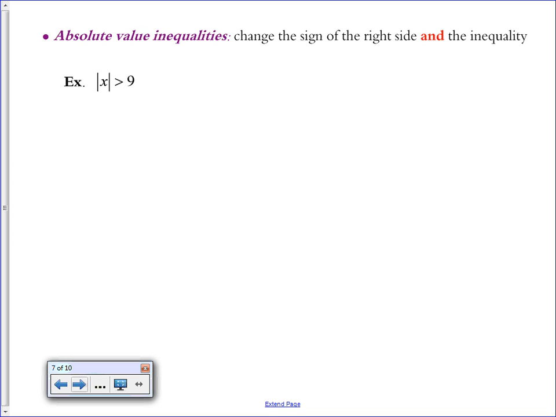If the absolute value of x is greater than 9, think about what x could be, right? X could be something like 10, 11, 12, 13, 14, because the absolute values of those numbers are greater than 9. But x could also be things like -10 and -11 and -12, because the absolute value of those are also greater than 9. So to show the solution to this, we want to write that x is greater than 9 is one of the solutions, and x is less than -9 is the other solution.